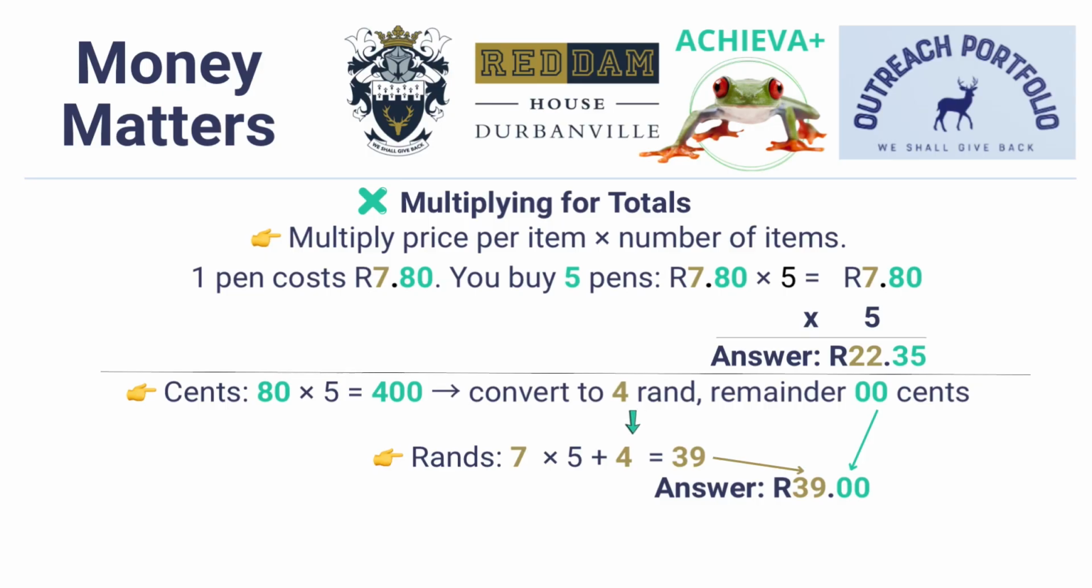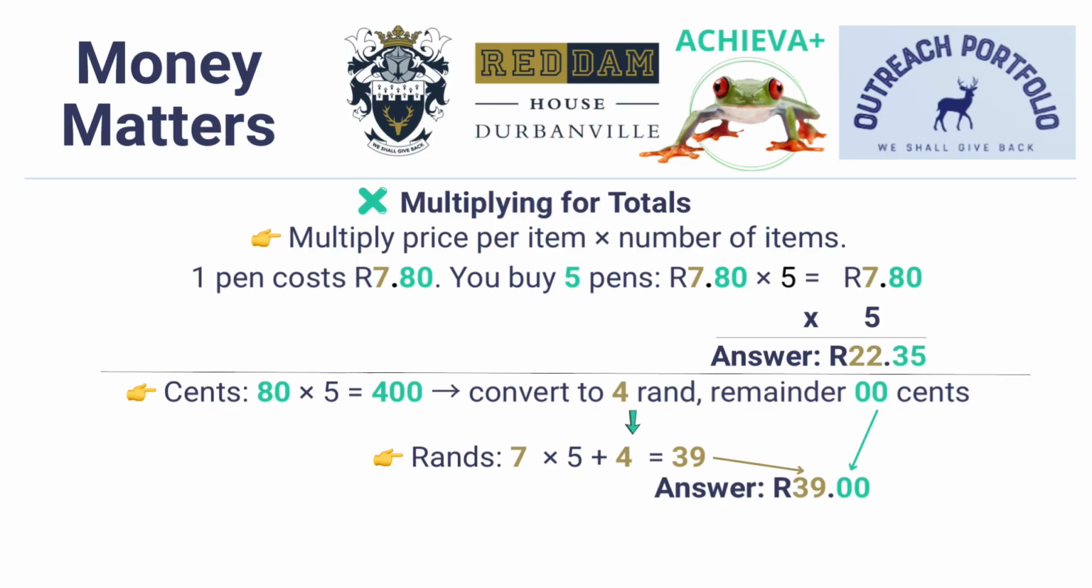When multiplying for totals, multiply the price per item times the number of items. 1 pen costs 7 rand and 80 cents. You buy 5 pens. This will cost 7 rand and 80 cents multiplied by 5, which is equal to 7.80 times 5, and the answer is 39.00, or 39 rand.